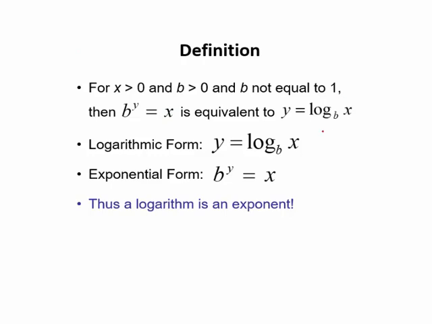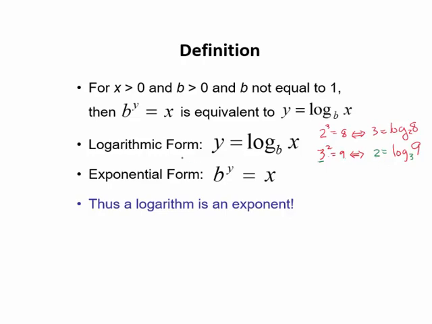Let's take a few examples here. 2 cubed we know is 8. That's equivalent to saying that the log of 8 to the base 2 is equal to 3, because 3 is the exponent I raised the base 2 to get 8. Another example: 3 squared is equal to 9. In logarithmic form, the log of 9 with the base 3 is equal to 2, because if I raise 3 to the power 2, I get 9.